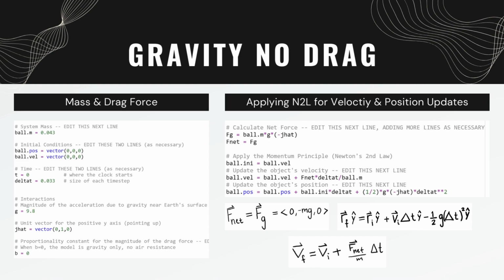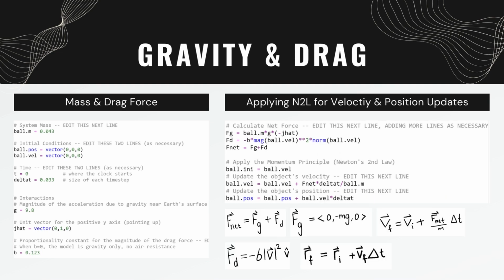For the GlowScript code that only included gravity, I therefore decided to set net force equal to gravitational force and used Newton's second law for the velocity update formula and the constant force position update formula. For the code that included both gravity and drag, I set net force equal to the gravitational force and the drag force, and this time I used the non-constant force position update formula.